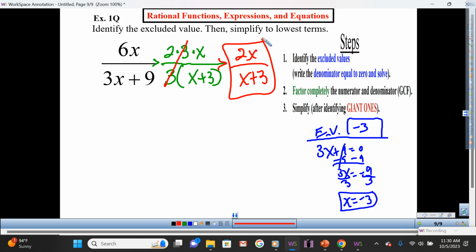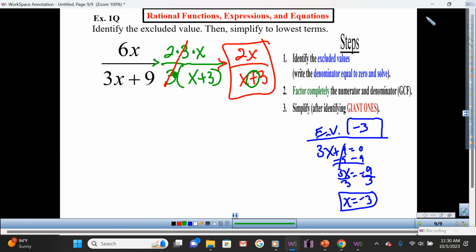Tell your neighbor why I can't do another giant one with the x. Why can't I do the x again as a giant one? Because there's what here, guys? Addition or subtraction. We can only do it when there's what? Multiplication involved. Okay? All right, from 1 to 5, how comfortable are you with this? Yeah, 5, 5, 5. Okay, let's do another one.